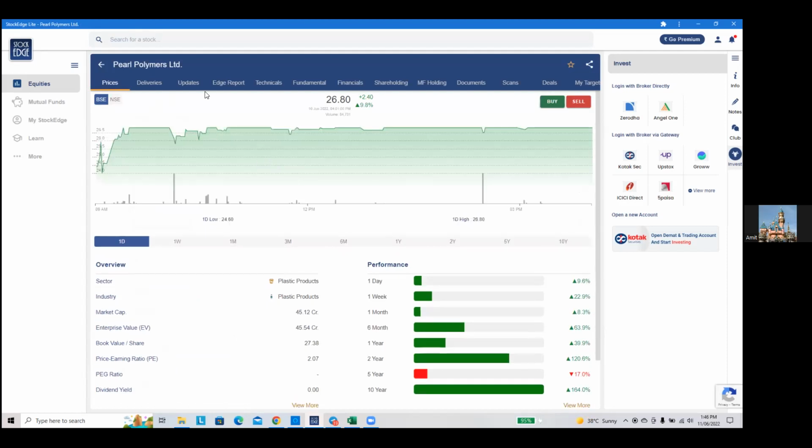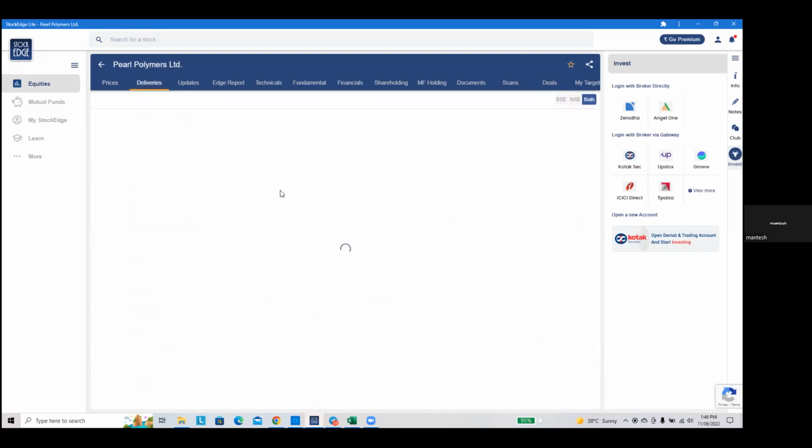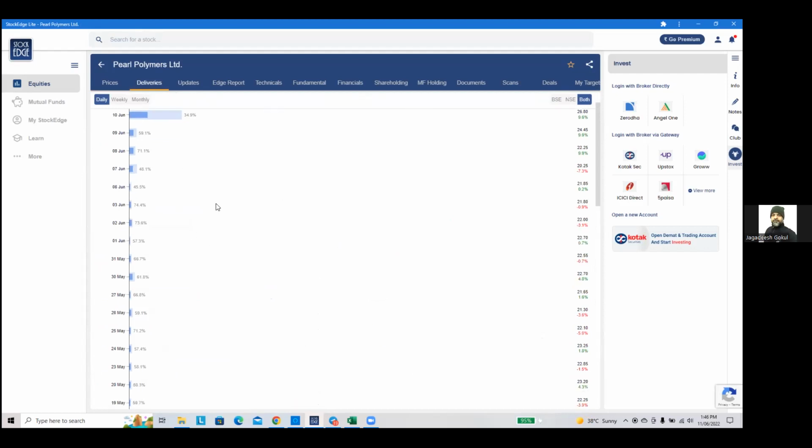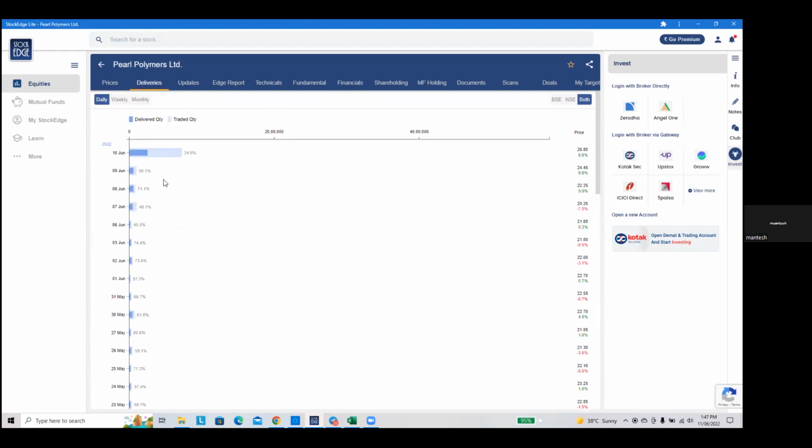Yes. Okay. So in this, the first thing I checked is the delivery percentage. What's happening? If I see here, wow. If you see here, this is interesting. See the kind of deliveries, 59%, 70%, huge deliveries. That means somebody is holding a big quantity. The traded quantity is not very high, but from whatever quantity is traded, the delivery percent is very, very strong. So that means somebody is really accumulating this stock. That is what the delivery percentage is telling me.